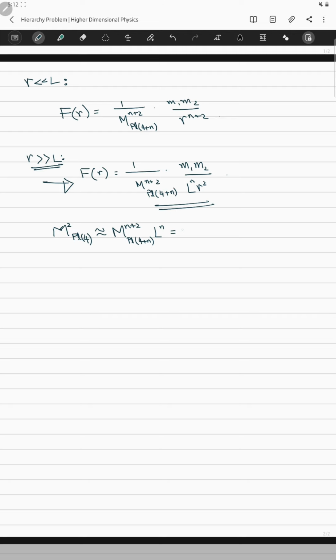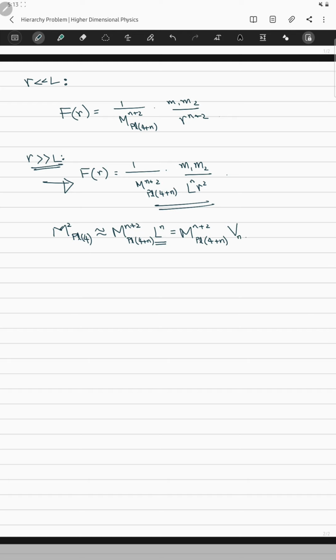And you know that L raised to power n is simply a volume in a hyperspace. So you'd have M^(n+2), your Planck scale in 4 plus n dimensions, times V, which is the volume of the n compact extra dimensions.